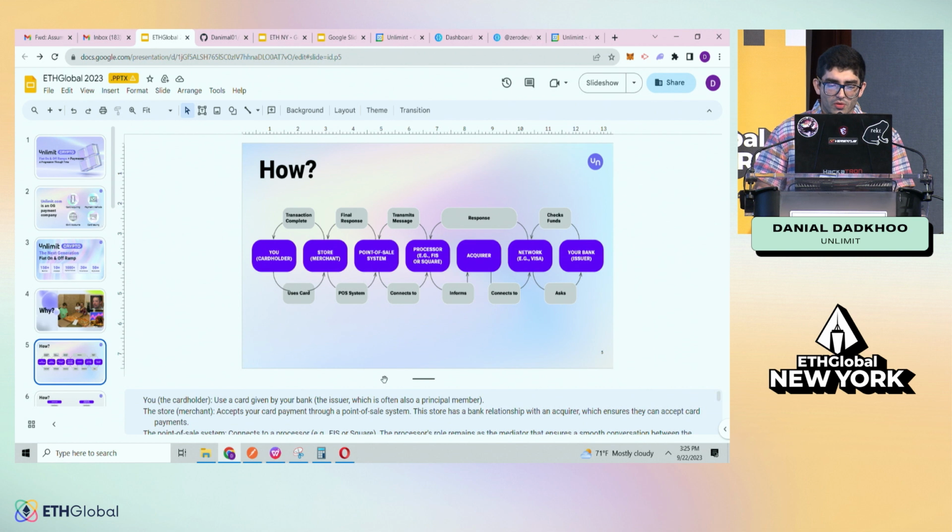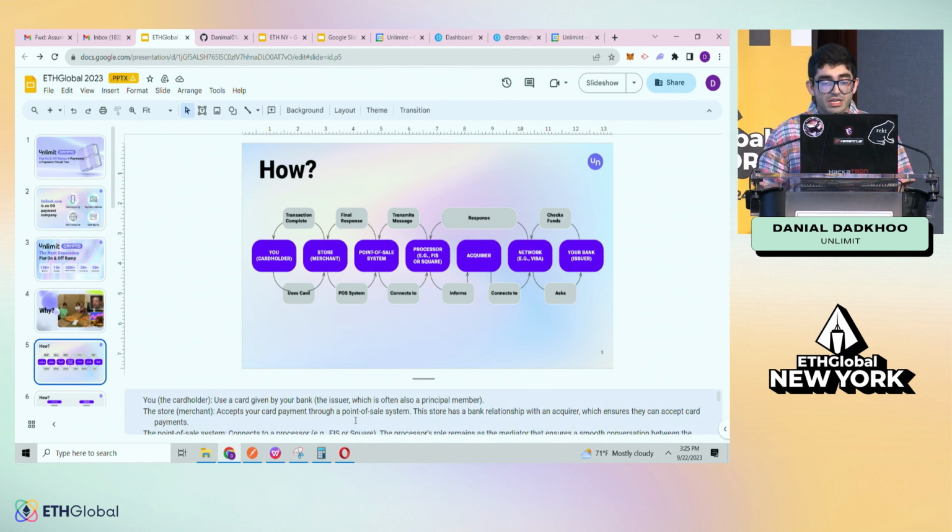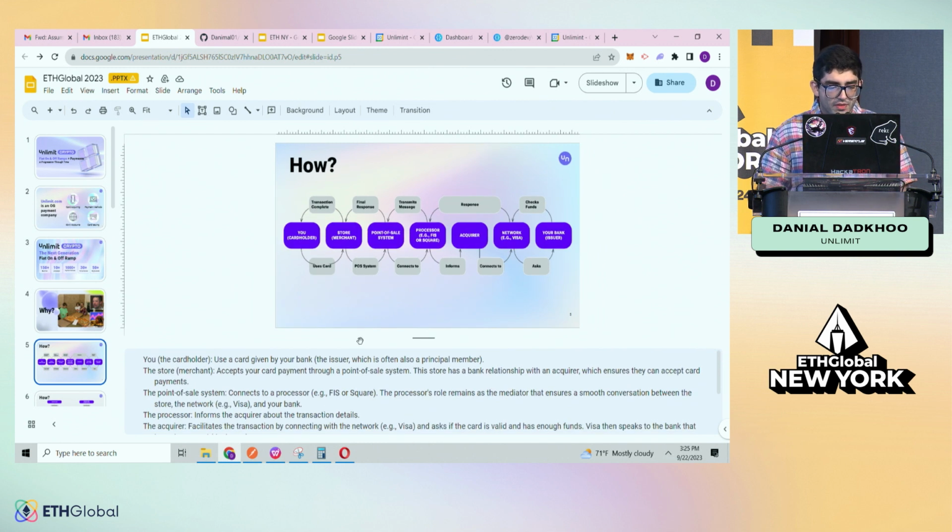So you're the cardholder. You're going to use a card given by your bank, and the bank is the issuer, and issuers are often called principal members within networks such as Visa or MasterCard. I'll get to that in the next slide. Then the cardholder goes to the merchant. The merchant accepts your card payment through a point of sale system, and the store has a bank relationship with an acquirer. This ensures that they can accept the card and the payments. So in this sense, Unlimit is an acquirer. We are the acquirer in that flow.